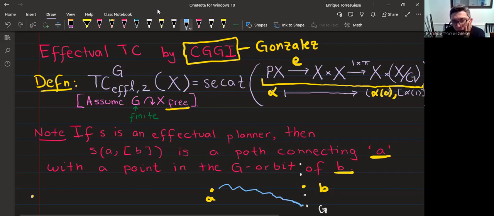Okay, so be happy if you can make it to a point in the G orbit of B, because if you land in a point in the orbit of B, that's it. You can just use the mechanical system, the group action, to go to B. So that's essentially the interpretation in terms of the motion planning problem.